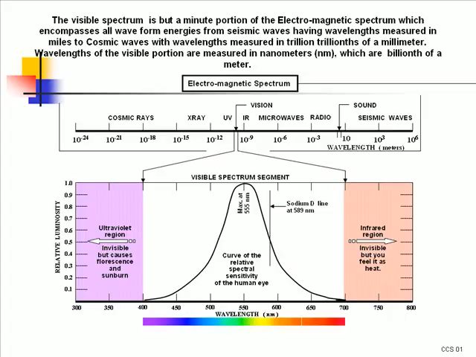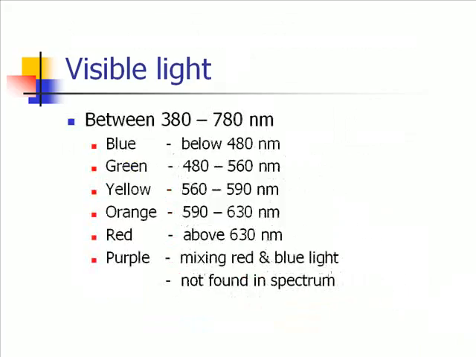But what we're mainly interested in is this 400 to 700 nanometer range. Breaking it up more specifically, each wavelength represents a specific color of light that our eyes can see. The wavelengths for blue are below 480 nanometers. Green is from 480 to 560 nanometers. Yellow is from about 560 to 590. Orange is 590 to 630. Red is above 630. Purple is not actually in the spectrum, so if anybody asks you which color is not in the spectrum, it's purple. It's mixing red and blue light together. Violet's in the spectrum, but purple is not.